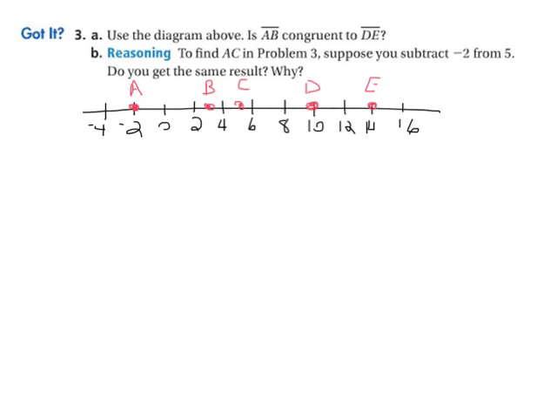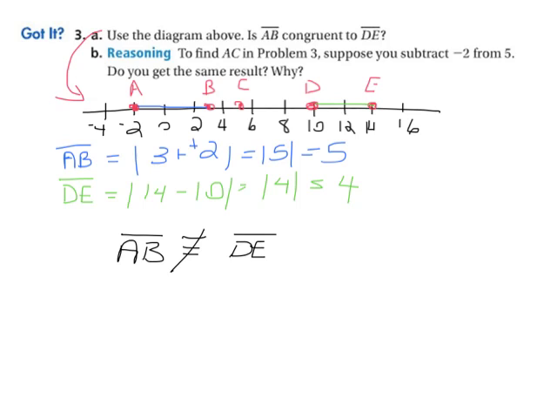Okay, it's your turn, and here's the diagram. I forgot to paste it in there. So here's the diagram for you. Give it a go, pause, and let's see if you can get it right. All right, what you should have got is AB is 5 length, and DE has the length of 4. Therefore, these two are not congruent.